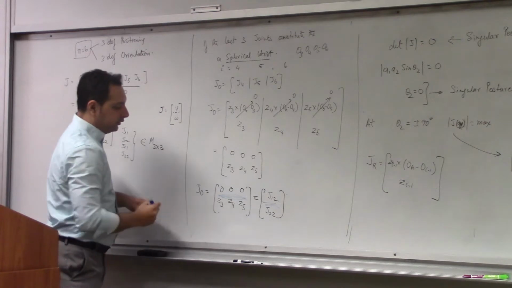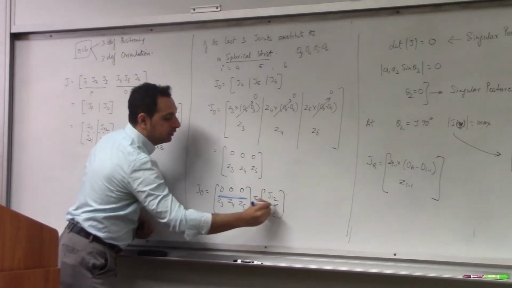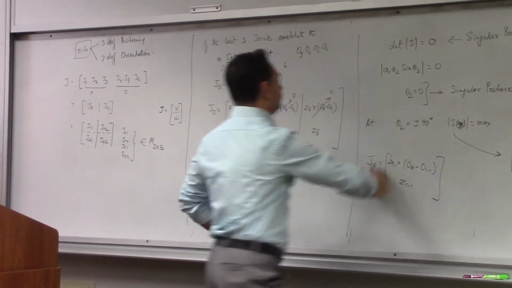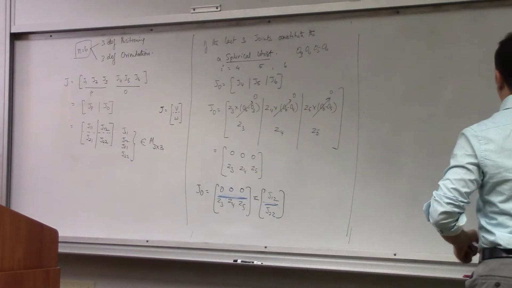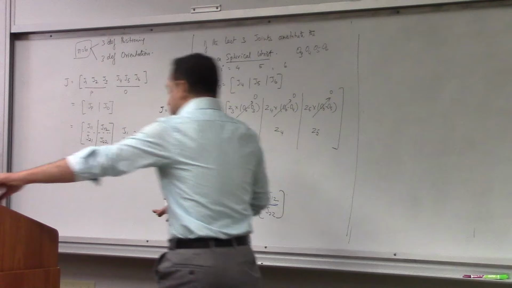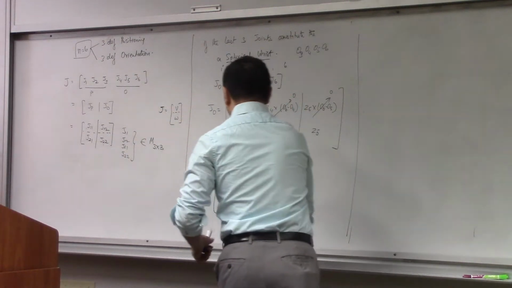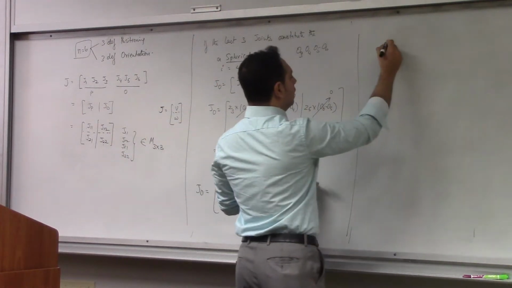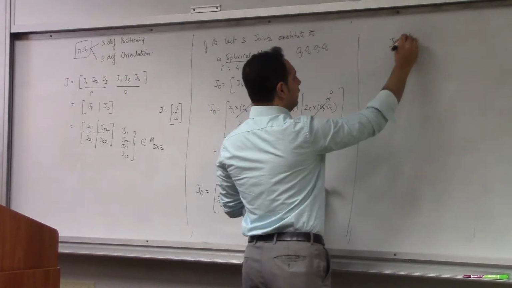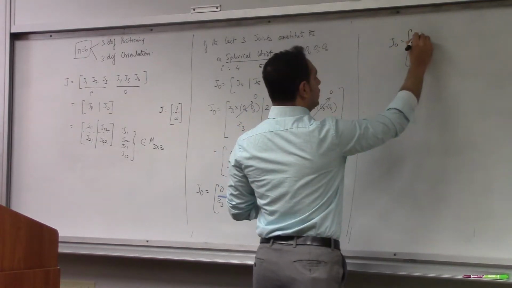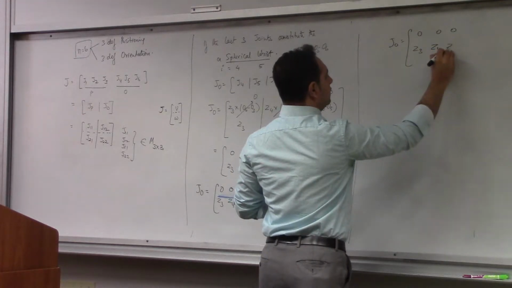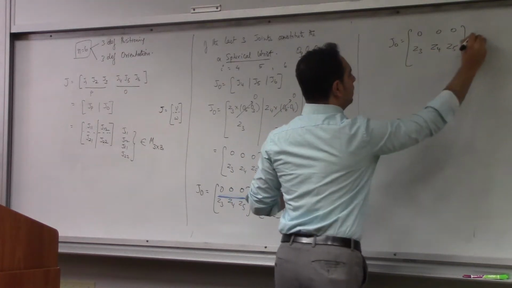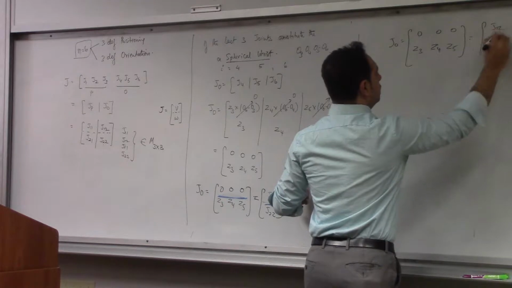Let me write it here again. I'll write it once more so you can see that. So let me write it here once again. So this is 0, 0, 0, Z3, Z4, and Z5. This is equal to J12 and J22.